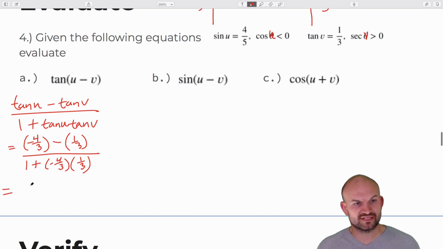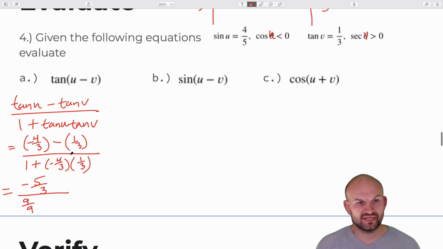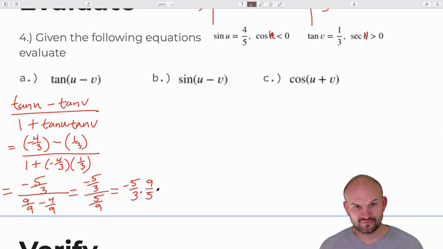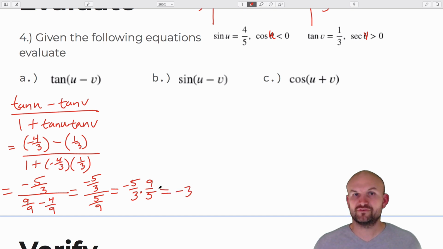So therefore, -4, that's going to be a negative 5/3. I'm going to rewrite 1 as 9/9. You'll see why in just a second. Because when I multiply these, this gives me a negative 4/9. Right? So you want to make sure you always have common denominators. So I just rewrote 1 as 9/9. So therefore, I have a negative 5/3 divided by a positive 5/9. Well, now you just multiply by the reciprocal. So that's a negative 5/3 times a 9/5. And you can see that divides out, and that's equal to a negative 3.